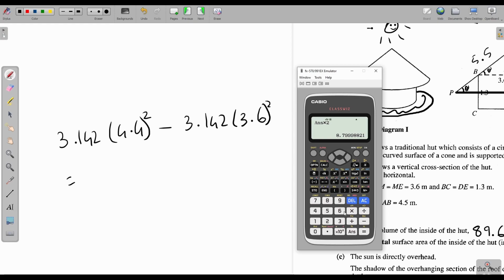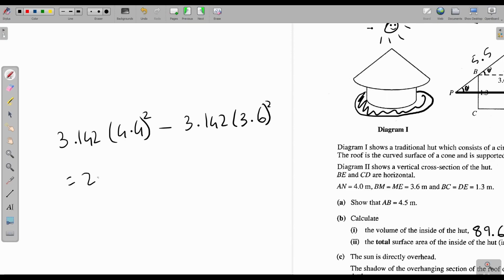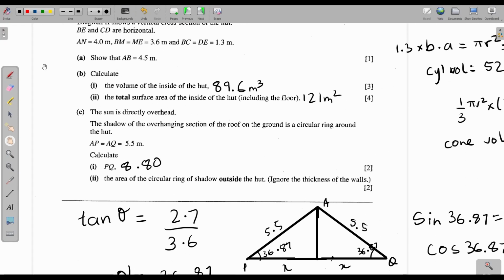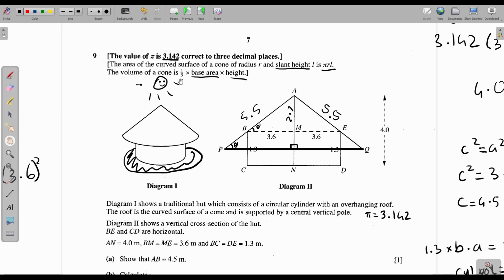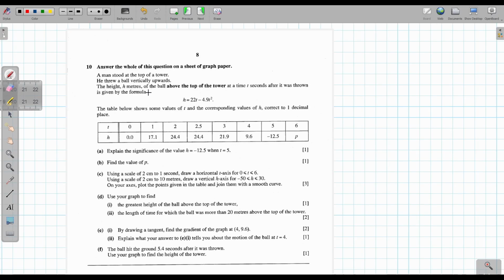So let's do 3.142 multiplied by 4.4 squared minus 3.6 squared. And that gives us 20.1. And so the area of the circular shadow outside the hut, ignoring the walls, is 20.1 meters squared. It took a while, but that was question number 9. All right, let's do question number 10.